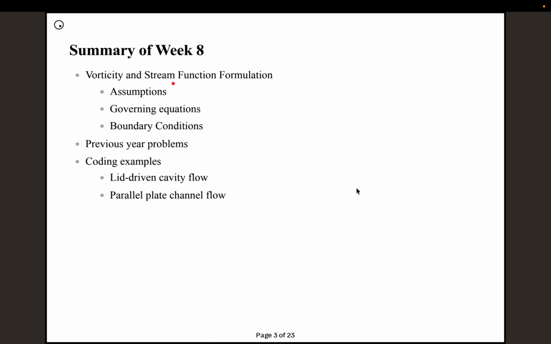So what are the main assumptions for this particular formulation, the governing equations, and how do we discretize those equations, and finally what are the different kinds of boundary conditions and how do we apply them to this set of equations. And then I'll discuss some of the previous year problems, and then we'll actually do some coding for two examples that were discussed in class. One is the lid-driven cavity flow, and then the parallel plate channel flow.